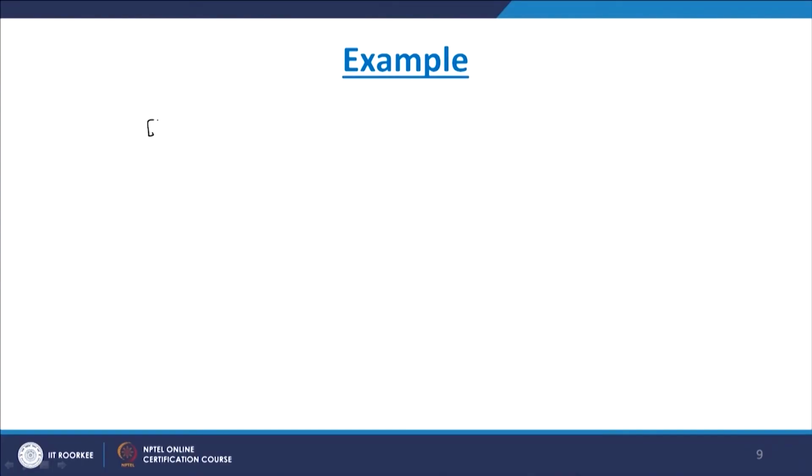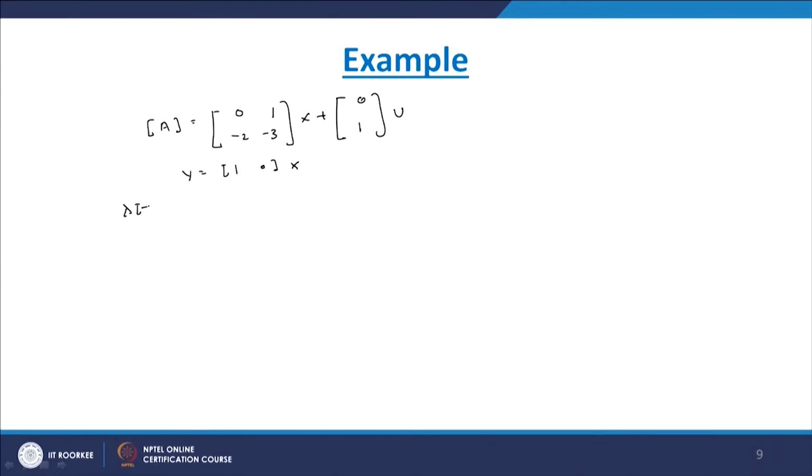Okay, now we start solving one example. Let us say A equal to 0 1 minus 2 minus 3, x dot equal to A x plus B u with B equal to 0 1, and y equal to 1 0 x. Now here we have to use the concept of diagonalization, and we have to determine the model matrix as well as the diagonal matrix. Now we start doing it. The first step is to determine lambda I minus A.